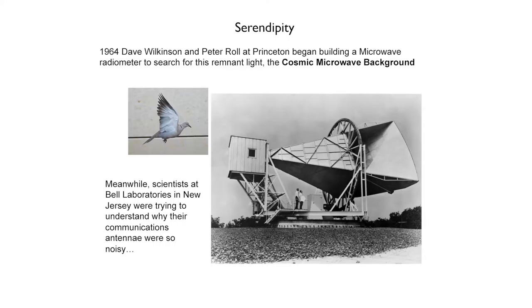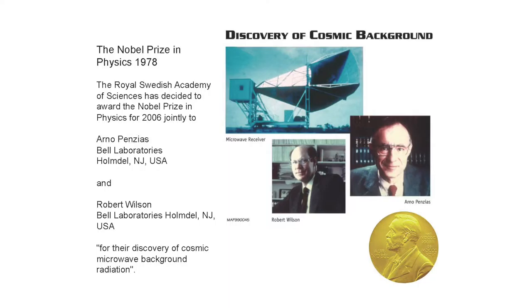So the folks at Princeton got wind of this and drove down there and said, you have discovered the light from the early universe. And so the Bell Labs folks got the Nobel Prize. So this was the first big discovery. There were two companion papers published. One was the discovery paper and one was the explanation paper.